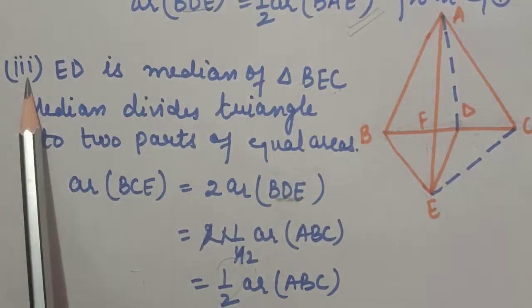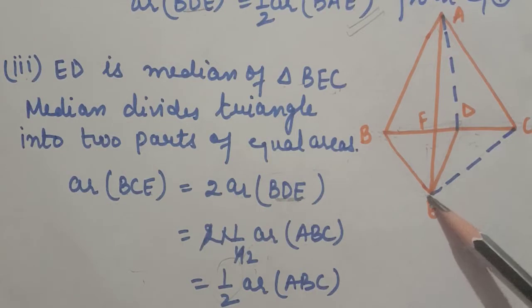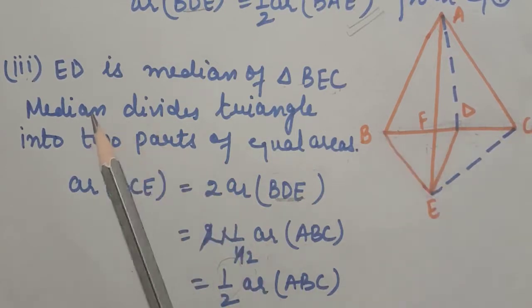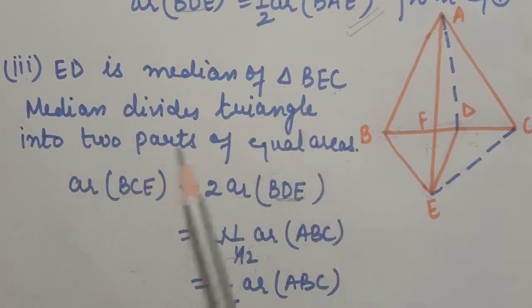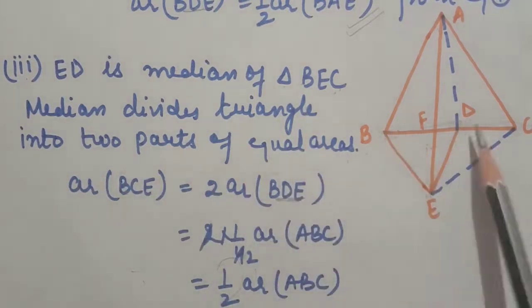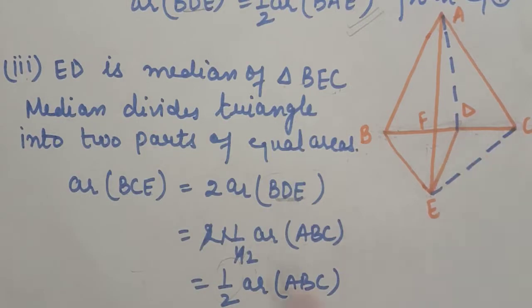This is our third part. ED is the median of triangle BEC. We know it very well that a median divides the triangle into two parts of equal area. So definitely the area of triangle BED and the area of triangle DEC are equal to each other. They both are equal to half of this complete area.